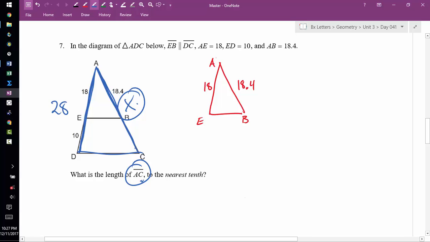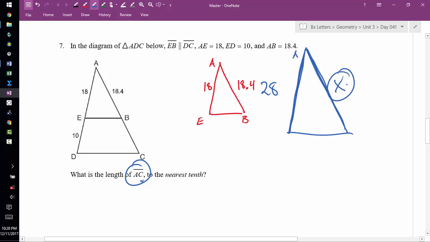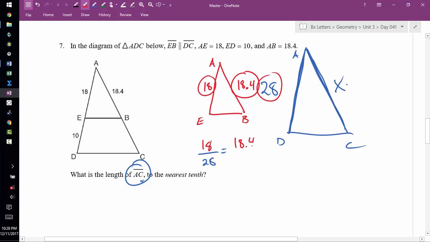Now I separate this, and then I can start to make a proportion. That was A at the top, D, and C. This is where you have a bunch of different ways you can make these ratios. I like to do corresponding sides. I like to do 18 over 28, like the left side of my small one divided by the corresponding left side of the big. And that needs to equal the other piece, 18.4, the right side, divided by the corresponding right side, x. We're going to butterfly multiply this.